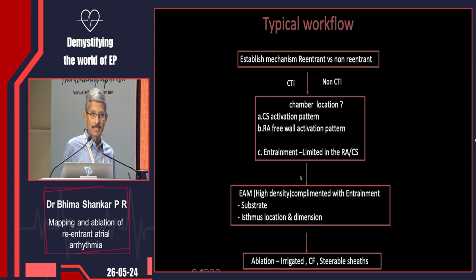Today, high density mapping is almost becoming a standard of care. This should always be complemented with entrainment. This will give us the substrate, the scar patterns of the atrium, and also help us localize the isthmus, its location, its dimension. And then once you do that, you try and transect the circuit, preferably with an irrigated catheter in the LA and in non-CTI dependent flutters. And if possible, if there's no financial crunch, it's still good to use even in CTI dependent flutters. Using contact force and steerable sheaths helps and improves your success rate in the lab.